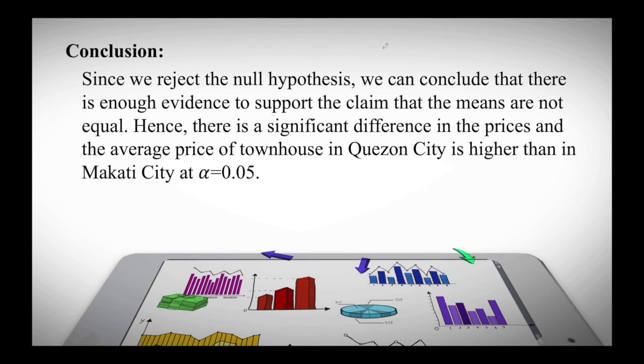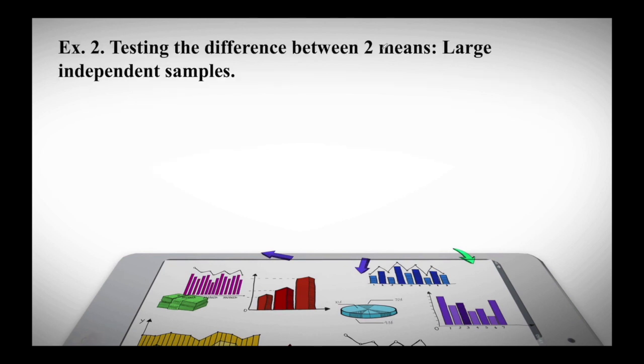That's how we compare large independent samples using two population hypothesis testing. Okay, so if that's not enough for you, I have here my second example. So let's have our second example: testing the difference between two means, large independent samples.